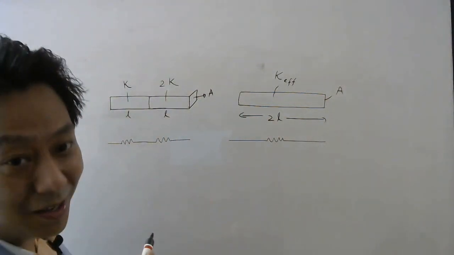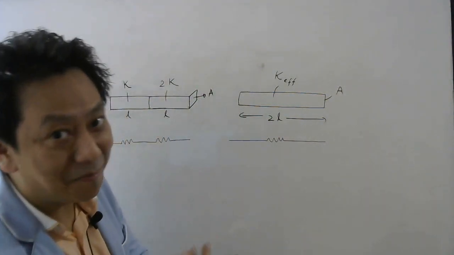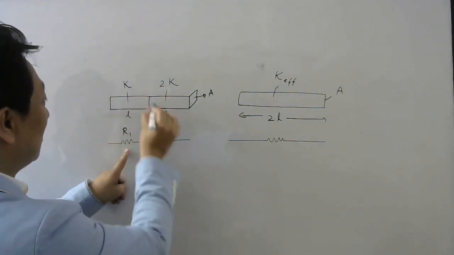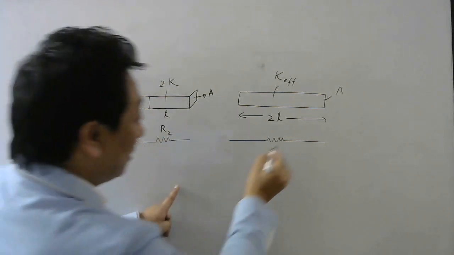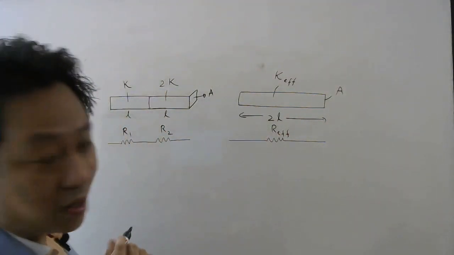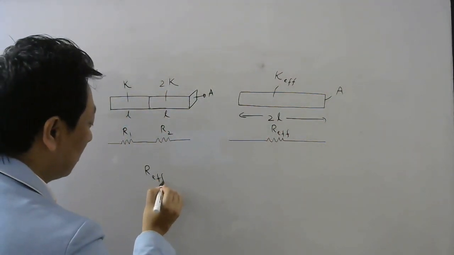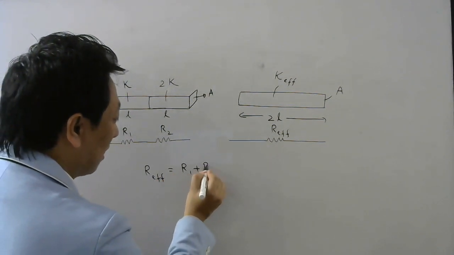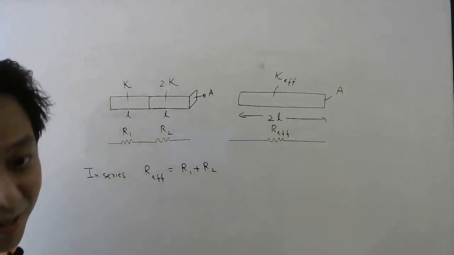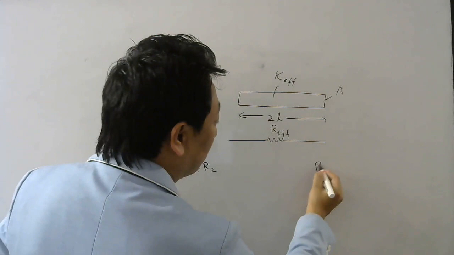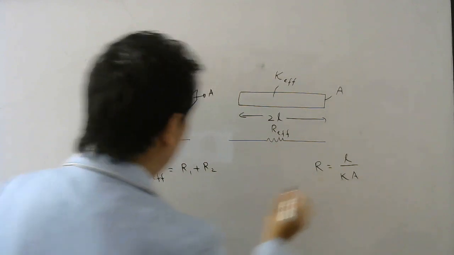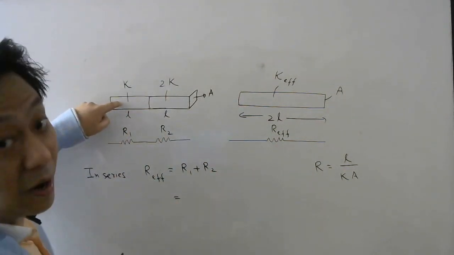In school days, you have learnt about equivalent resistance in series and parallel, isn't it? So, if this conductor has resistance R1, this conductor has resistance R2, then this total, let us call it R effective. Then what was the formula that we learned? R effective is equal to R1 plus R2 in series, right? In series, this is the formula. Now, what was the formula for resistance of a rod? It was L divided by Ka, isn't it? So, R1 is resistance of this part of the rod, remember.